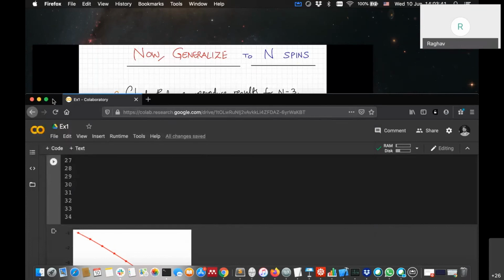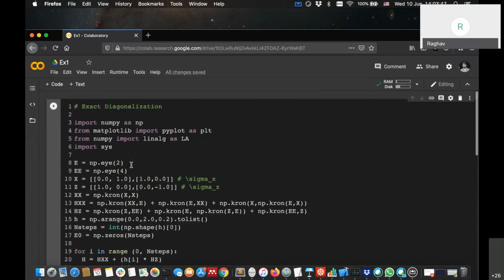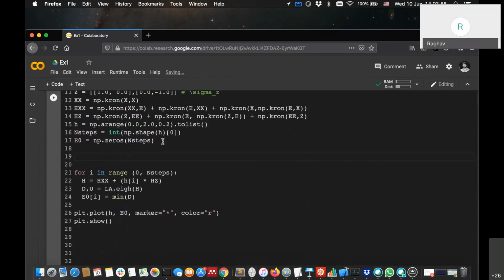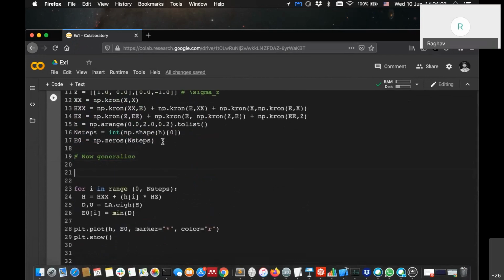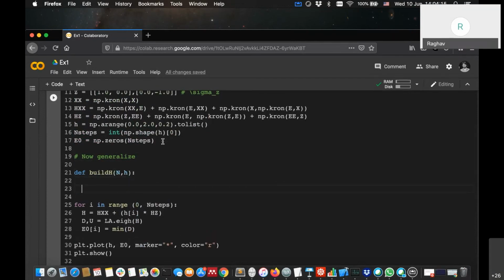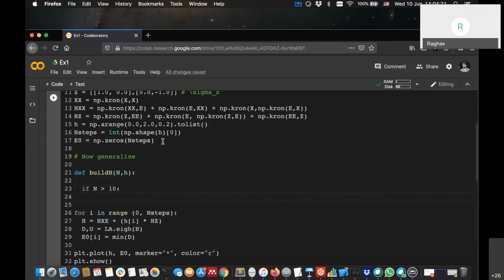Okay, so let's move now and try to generalize this to n spins. How are we going to do that? To generalize this to n spins, I think the thing which we should do is we should just write down a function which we can call, say, build h, and we'll give that function two inputs. One is the number of spins which we want to look at, and the second is the magnetic field. Let's write some condition that if n is greater than 10, it will just exit.